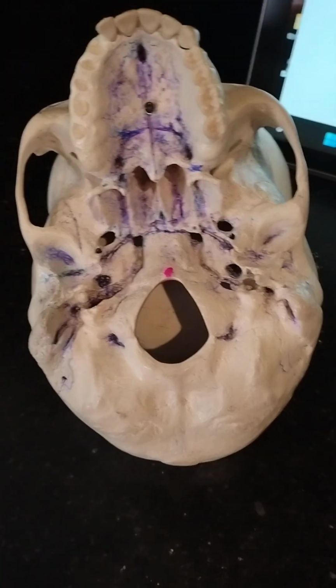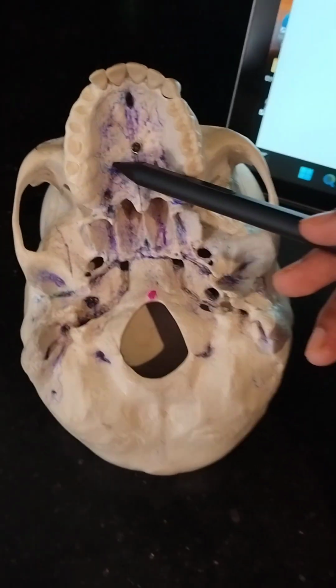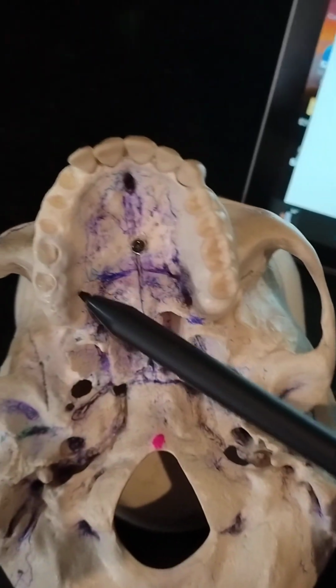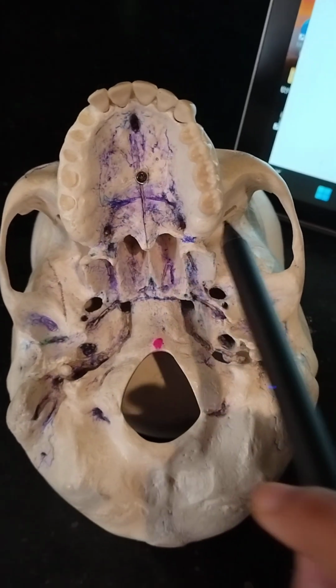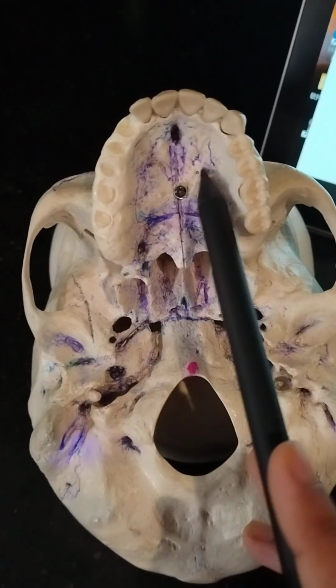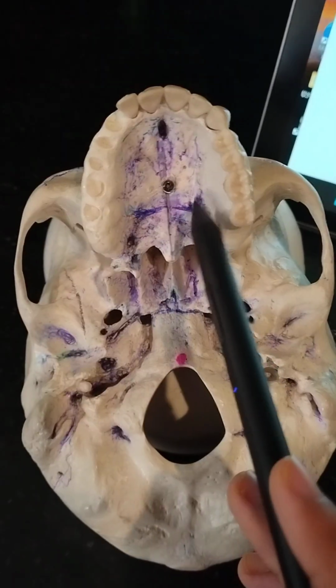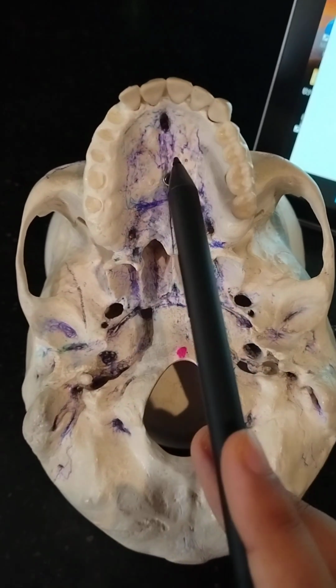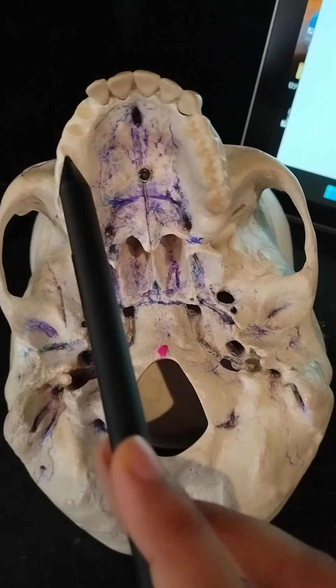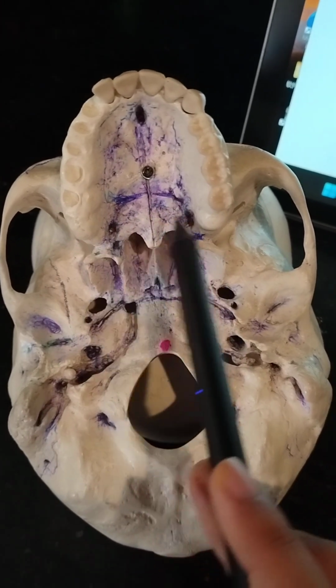Now, we shall start with the anterior part. This anterior part, first of all, has this alveolar arch of the maxilla. Then we have this hard palate. This is called the hard palate. The hard palate is divided into anterior 2/3 and posterior 1/3.